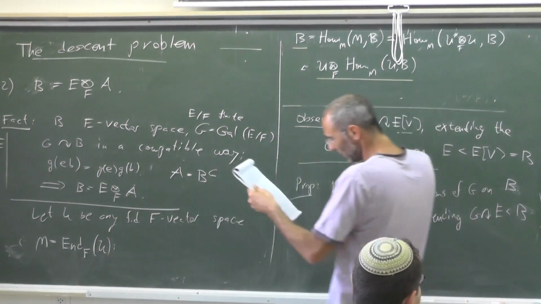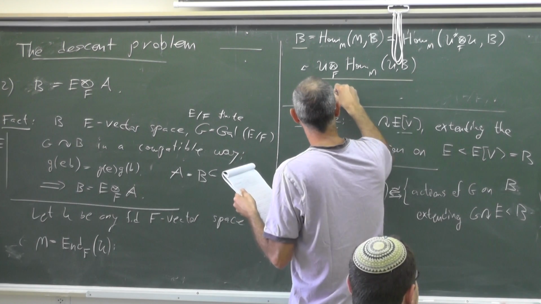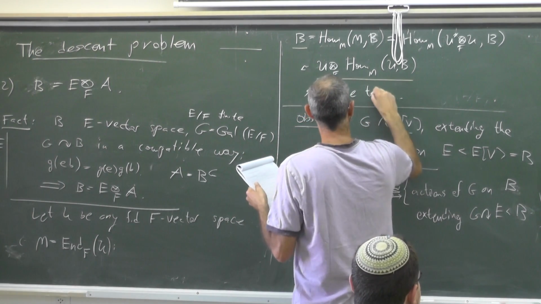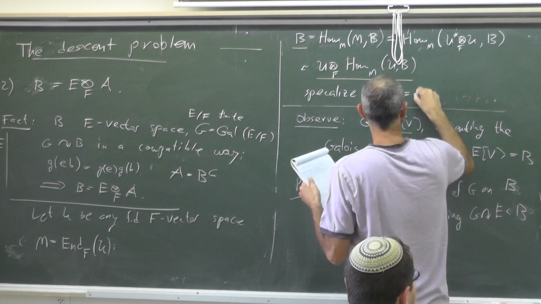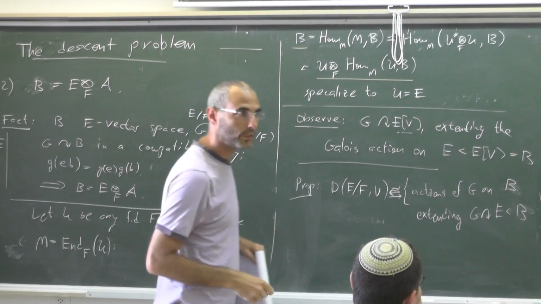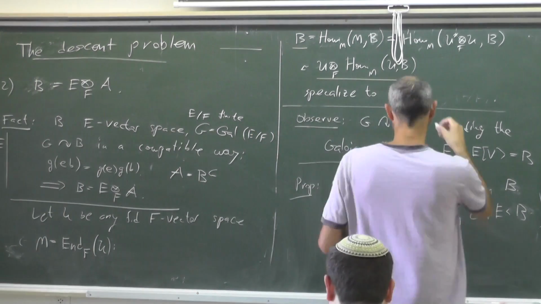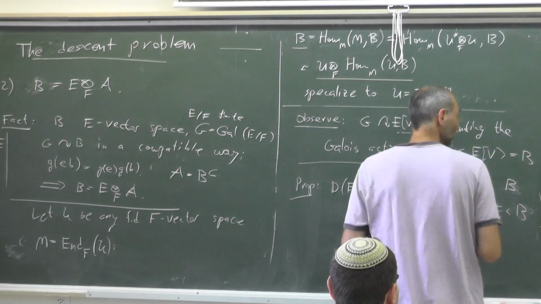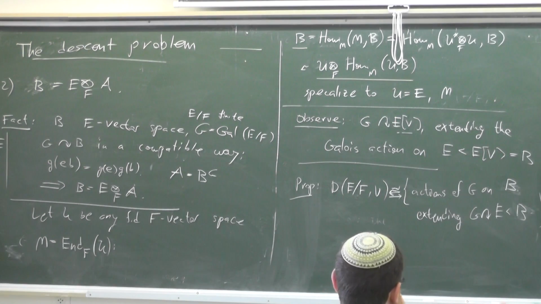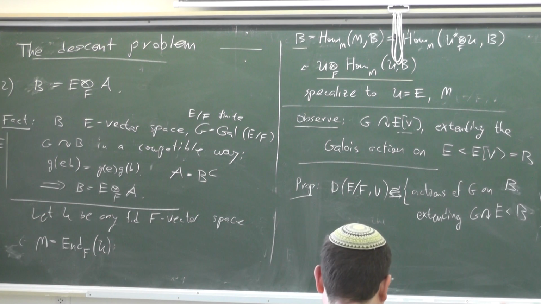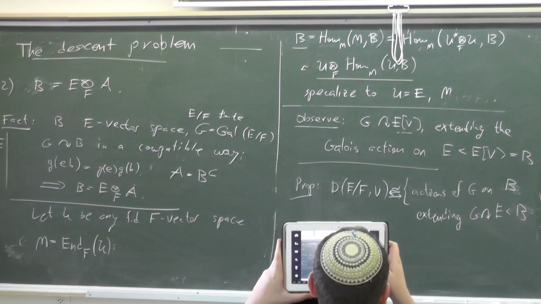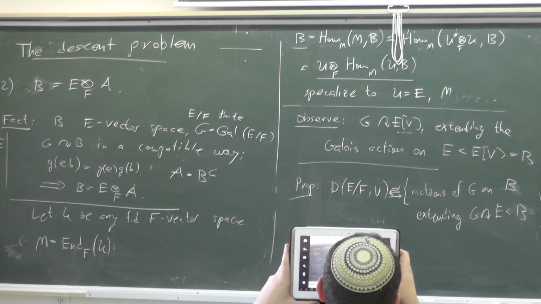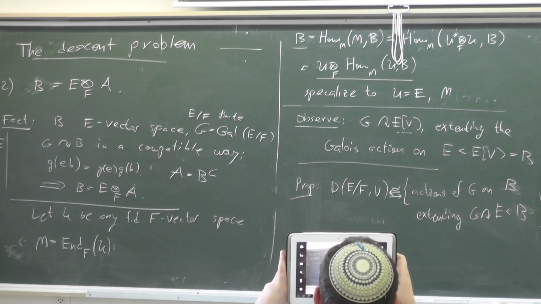And now specialize to U is E as an F vector space. And M, well, let me write what M is here. M is the endomorphism type, right? But what is the endomorphism of E as an F vector space? Does someone know? Field. E is a field. Forget it. Think of it as an F vector space.